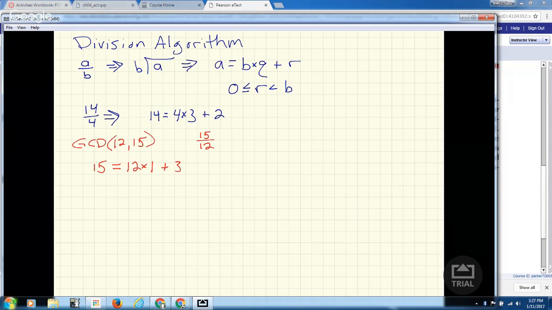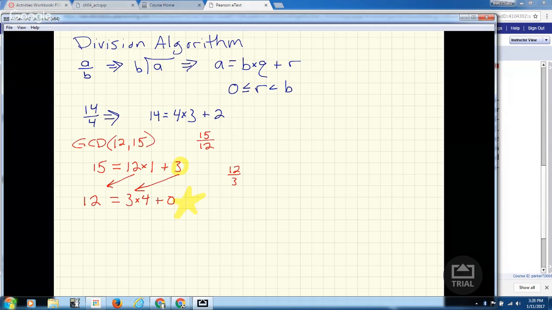And then what you do is you take your old divisor, make that the new dividend, and you take your new remainder and make that the new divisor. So now I'm going to consider the division problem 12 over 3. And so my 12 jumps up front here. And I say, okay, 12 equals 3 times what? Well, that would be 3 times 4, plus 0 remainder. Once you hit that 0 remainder, that's a big flag. That says, hey, the previous number has to be your GCD.